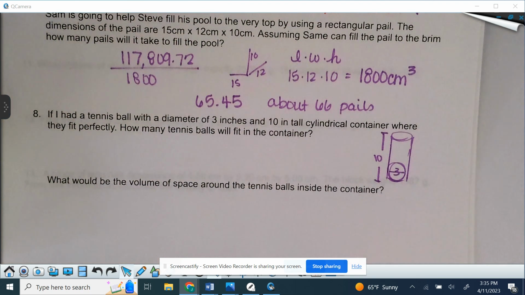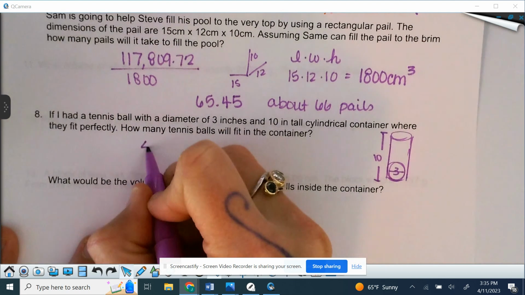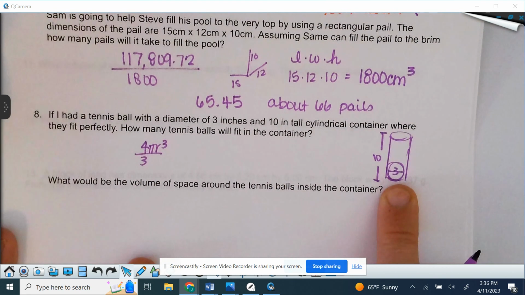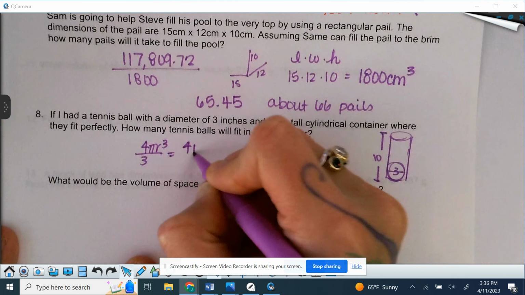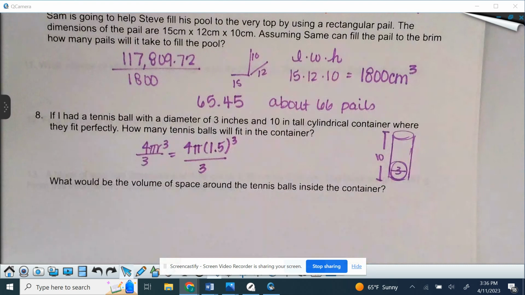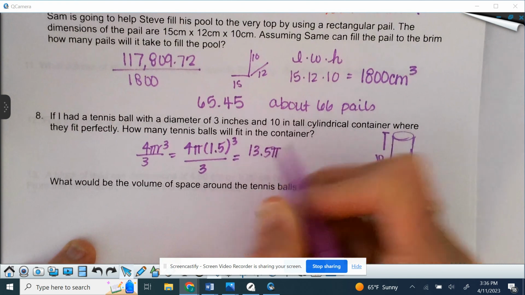So just like our rectangular pail filling up a pool, we're going to find the volume of a tennis ball, which is a sphere. So that's 4/3 pi r cubed. Our radius is 1.5, not 3. So 4 pi times 1.5 cubed, all divided by 3. So 1.5 raised to the third power. In Desmos, it's a little easier to just put it in as it looks, and the communication between you and your calculator goes a little bit better than working with maybe a TI-84. So I would not necessarily recommend the TI-84 for this. So it's 13.5 pi divided by 3.